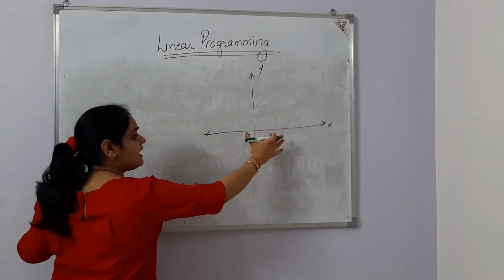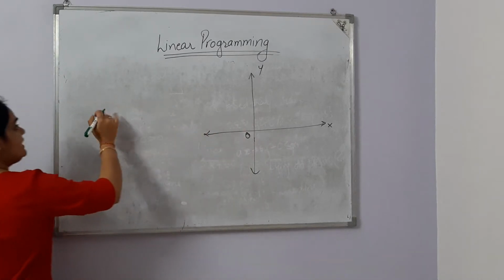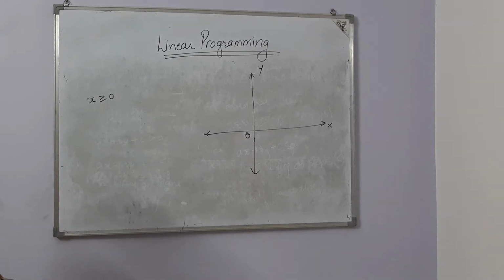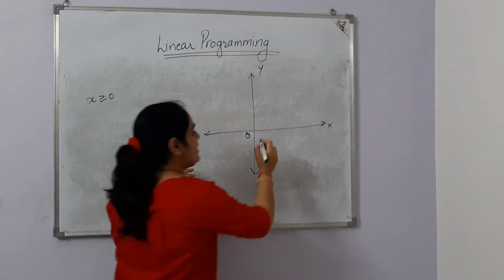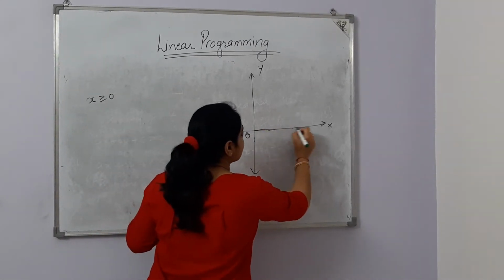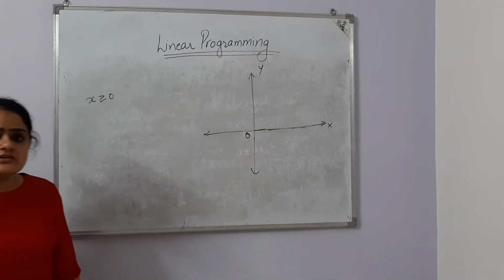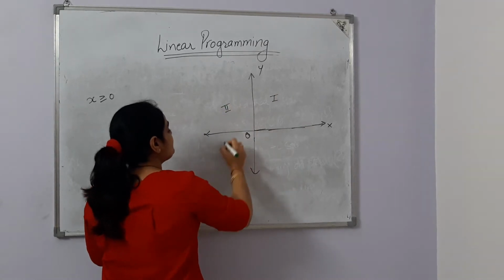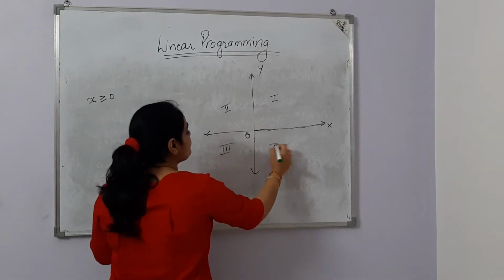If we have the xy plane and you have been given the condition x greater than 0, it is saying x is positive. So the x-axis is positive and it lies between two quadrants. This is your first quadrant, second quadrant, third quadrant, fourth quadrant.